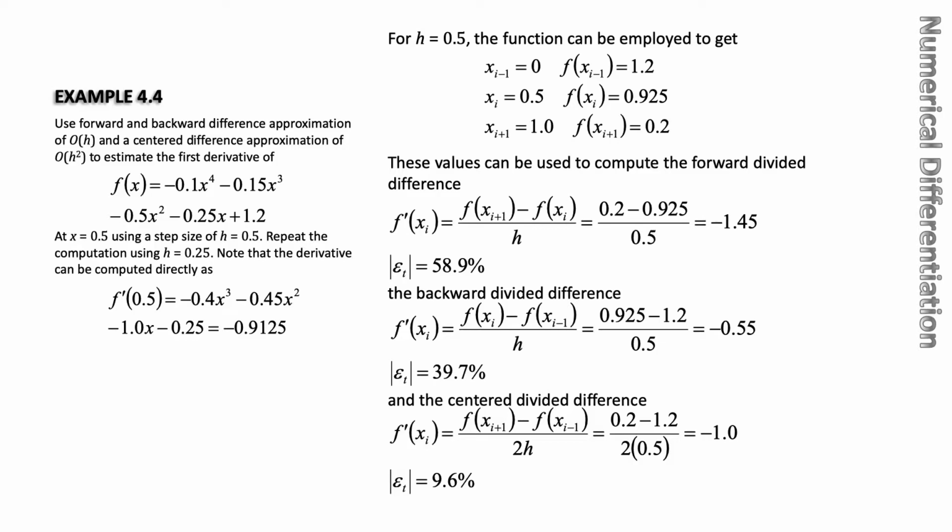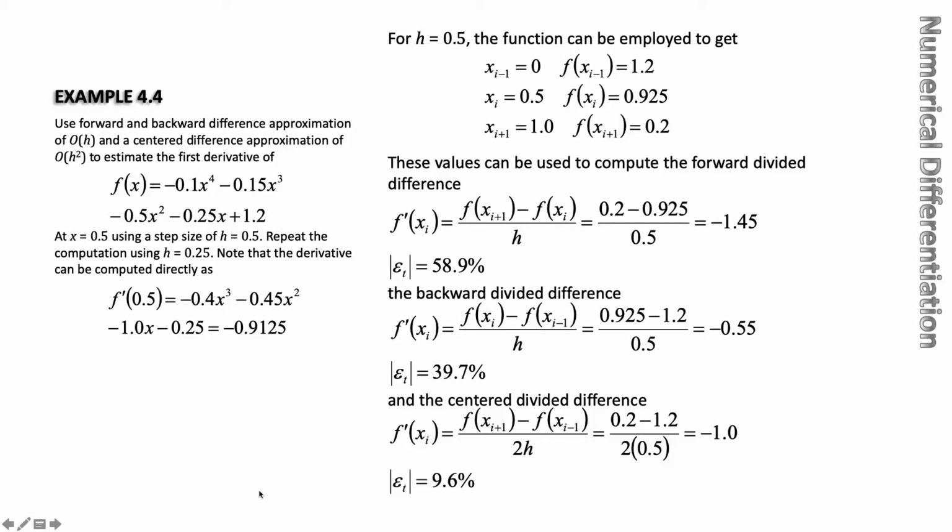Let's begin with the step size of h equals 0.5. If h equals 0.5, then we need two more data points. Let's say x sub i is equal to 0.5. Then x sub i plus 1 is equal to 1, since h equals x sub i plus 1 minus x sub i. Also, x sub i minus 1 is 0 because h is also equal to x sub i minus x sub i minus 1. Remember that h is the interval size or the step size. Now the function f at x sub i minus 1 is equal to 1.2 using this expression that we have here.